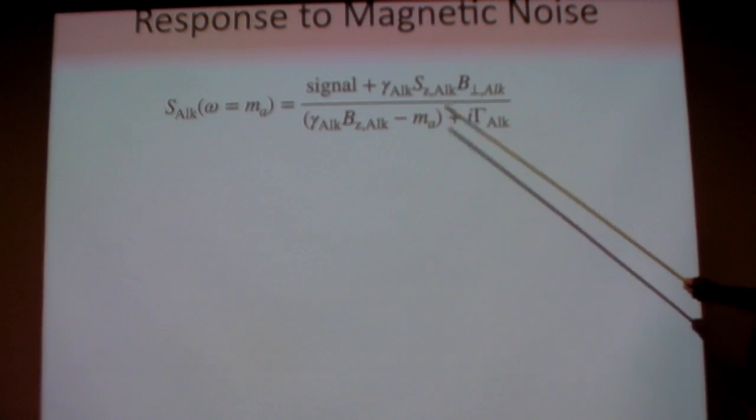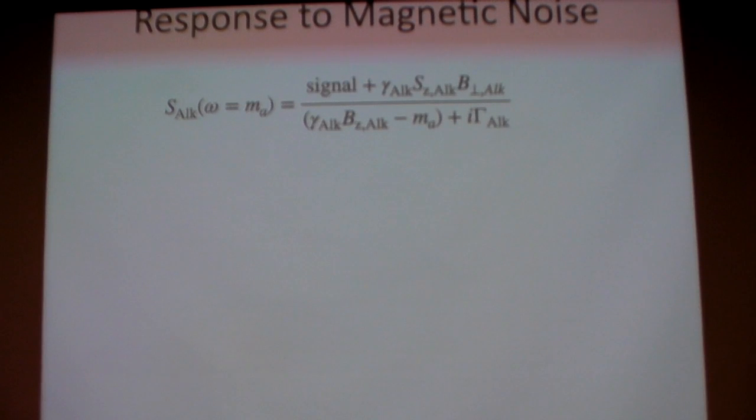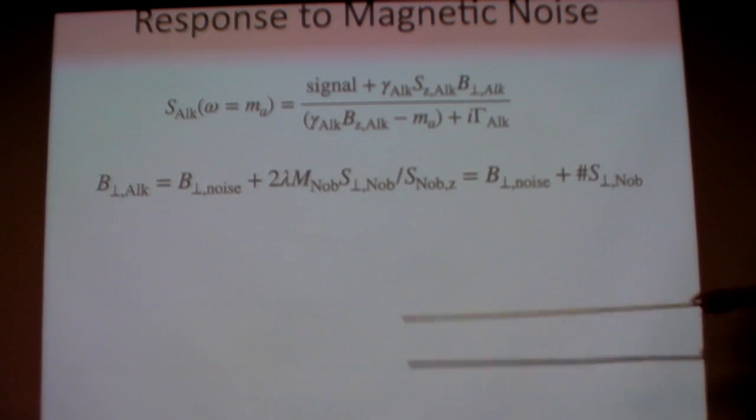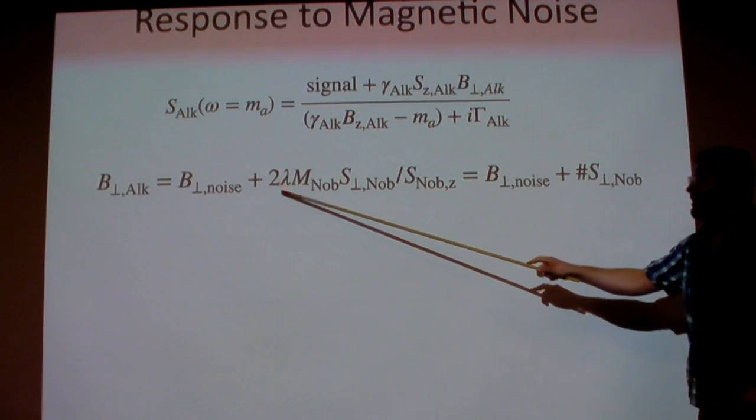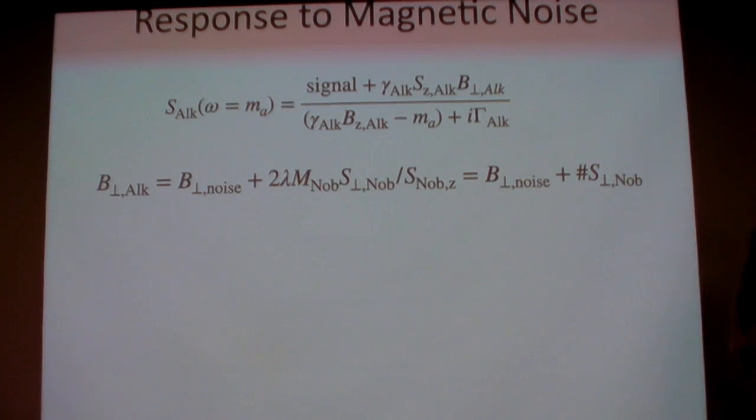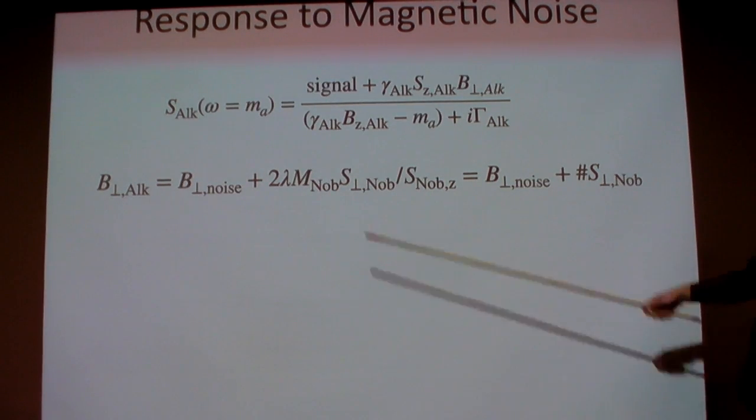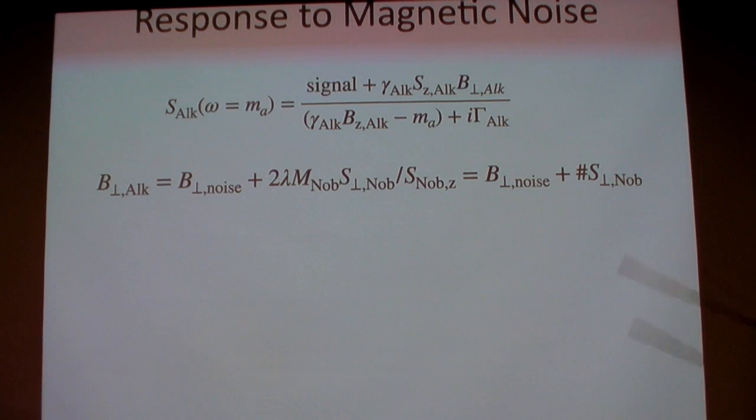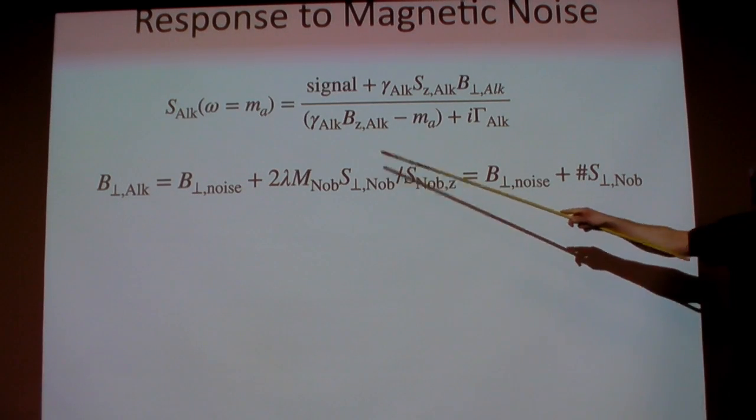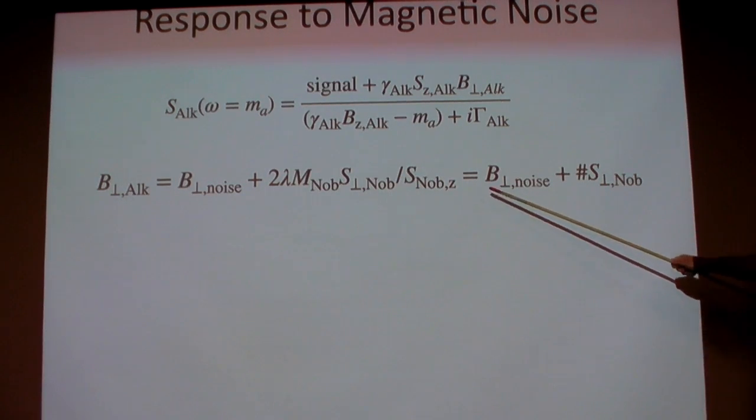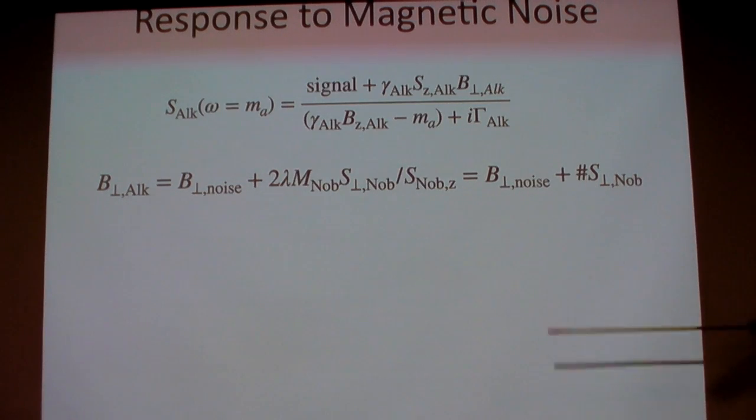The only thing I care about is what is this magnetic field that the alkali is feeling right now. And as I told you, it comes from the noise as well as the effect on the noble spin on the alkali. Okay? So the noble spin, when they meet each other, they apply on each other a magnetic field. And you can forget the exact prefactor. In the end, the important thing is that we're measuring the noise as well as something times the noble spin.